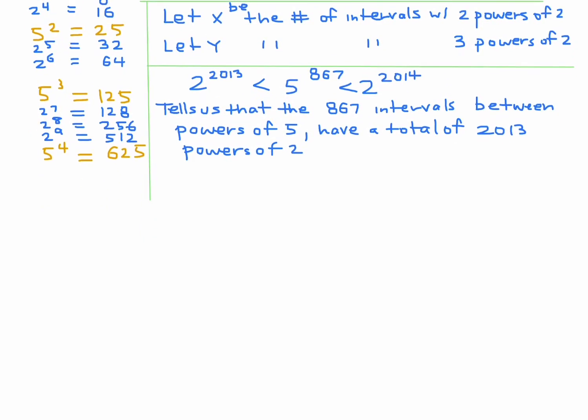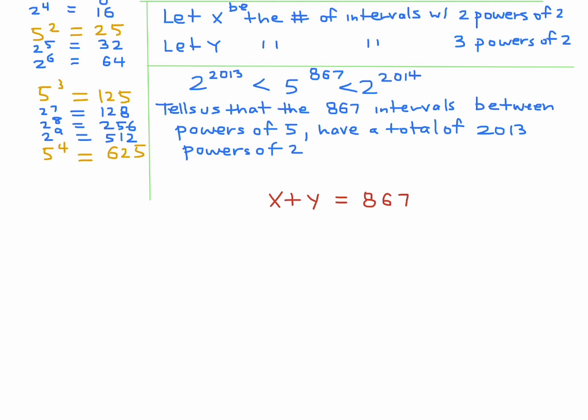And remember, we let x be the number of intervals that have 2 powers of 2, so something like this. And we let y be the number of intervals that have 3 powers of 2, so something like that. Well, we know a few things. We know that the number of intervals that qualify as x and the number of intervals that qualify as y, if you add them up, it's going to equal the total number of intervals, which is 867. That's the first piece of information.